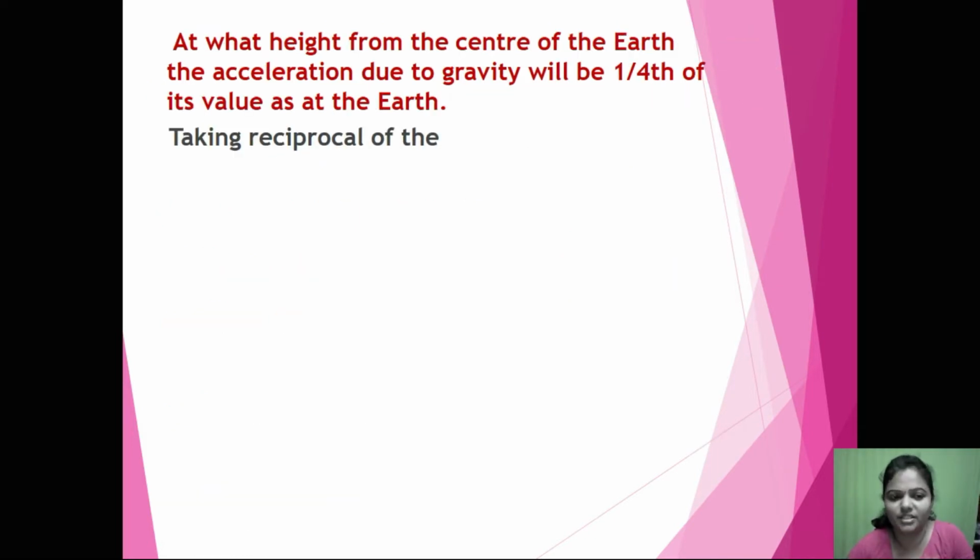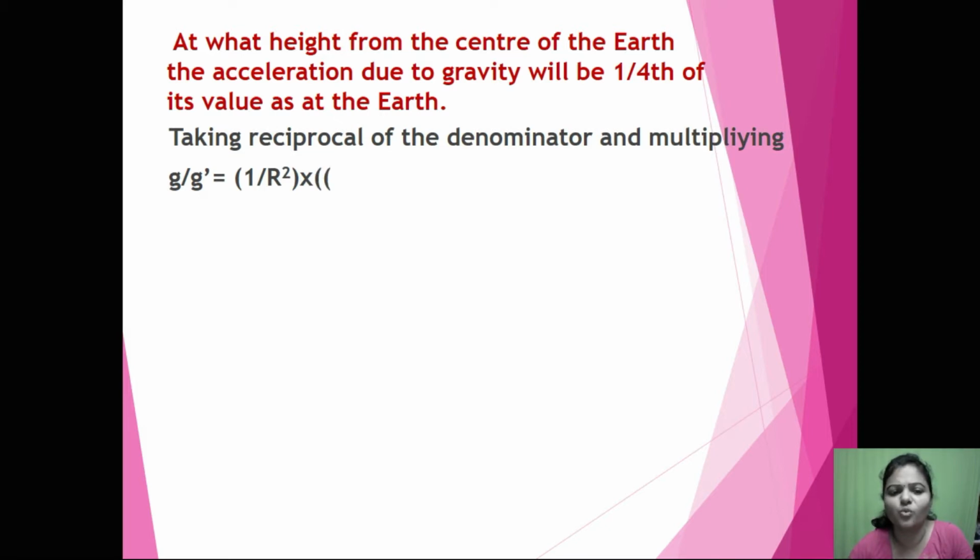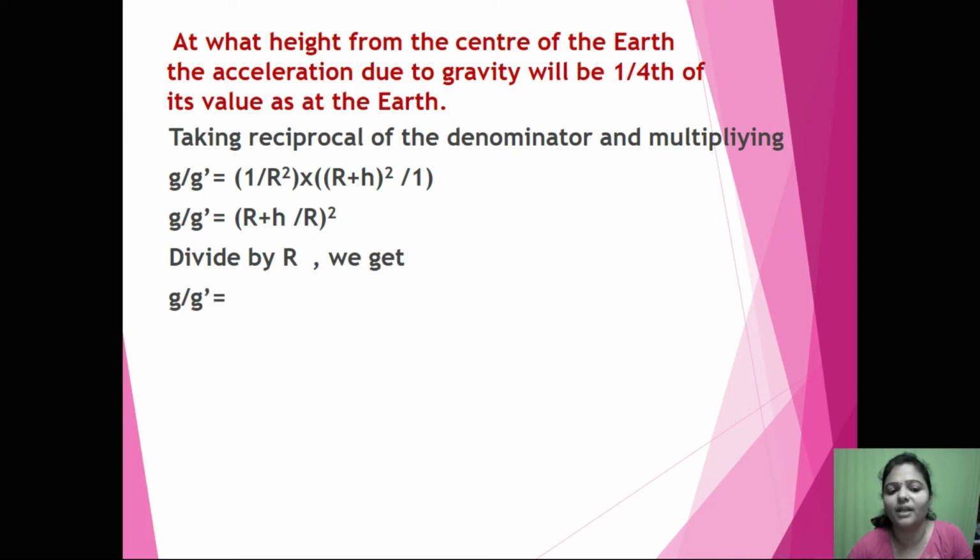Next simplification is we have to take the reciprocal of the denominator and we have to multiply. So the equation is g by g dash is equal to 1 divided by r square into r plus h the whole square divided by 1. So multiplying we get g divided by g dash is equal to r plus h divided by r, and we will write it as the whole square. Now in the RHS we have to divide by r. So g by g dash is equal to 1 plus h by r the whole square.